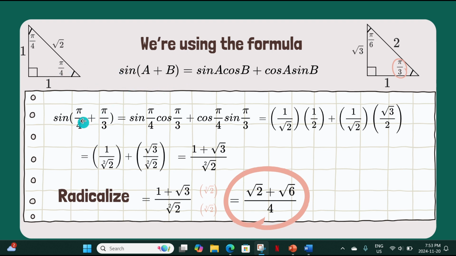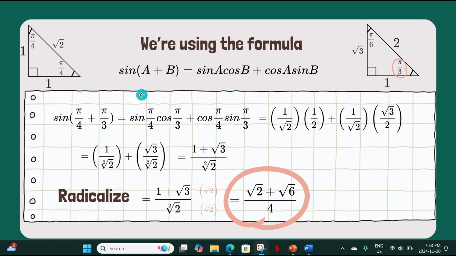So the two angles that we decided were pi over 4 and pi over 3. When we plug that into this formula, this is what we get, and then we have to express them in terms of their special angle ratios. So sine pi over 4 is opposite over hypotenuse, which is 1 over root 2, and then cos pi over 3 is adjacent over hypotenuse, which is 1 over 2.